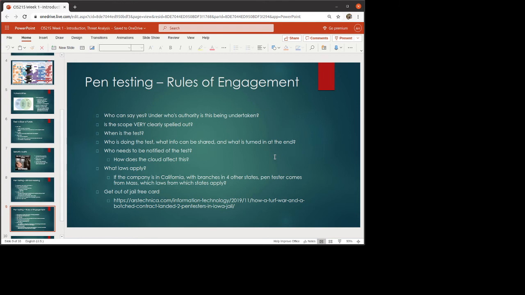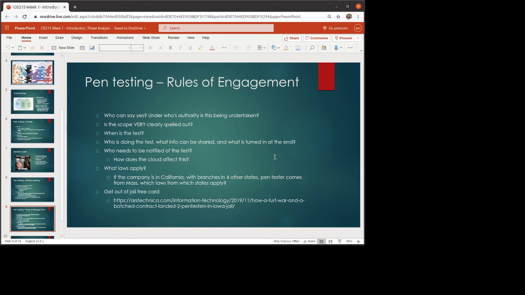We need to think about who's being told a test is happening. We need to think about how the cloud is going to affect testing, because a lot of companies have been moving more towards third-party providers for things. And once we start getting into third-party providers, that's going to turn into a whole new set of questions, because while we might have permission to work on a pen test for Acme Corporation, we don't have permission to work on a pen test for AWS that hosts things for Acme Corporation. So it's really important that we think about those things.